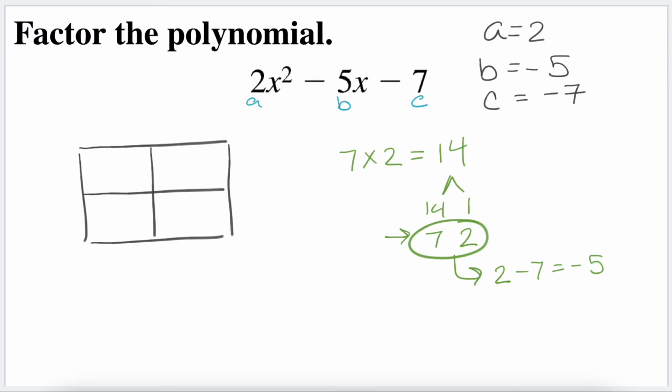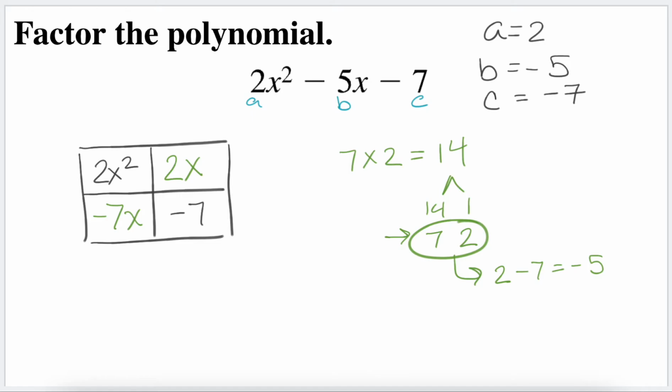So here's what we write. We put our first term in our upper left-hand box, 2x squared. Our last term in our lower right-hand box, -7. And then I use what we just did to determine the values that go in these two boxes. So I know that positive 2x minus 7x will give me -5x, right? Because positive 2 minus 7 will give us -5.